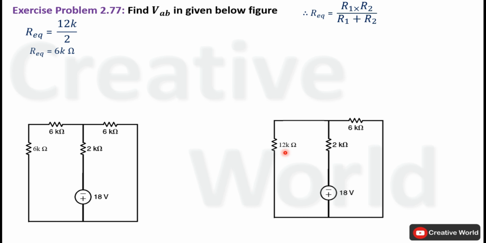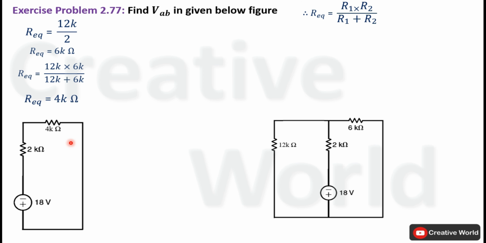In this case, R1 will be 12 kilo ohm and R2 will be 6 kilo ohm. Place values inside the equation. 12 kilo ohm multiplied by 6 kilo ohm divided by 12 kilo ohm plus 6 kilo ohm. The product of 12k and 6k will become 72k square divided by 18k. The answer will be 4 kilo ohm. Now modify the circuit by replacing these two resistances with a single resistance of 4 kilo ohm.